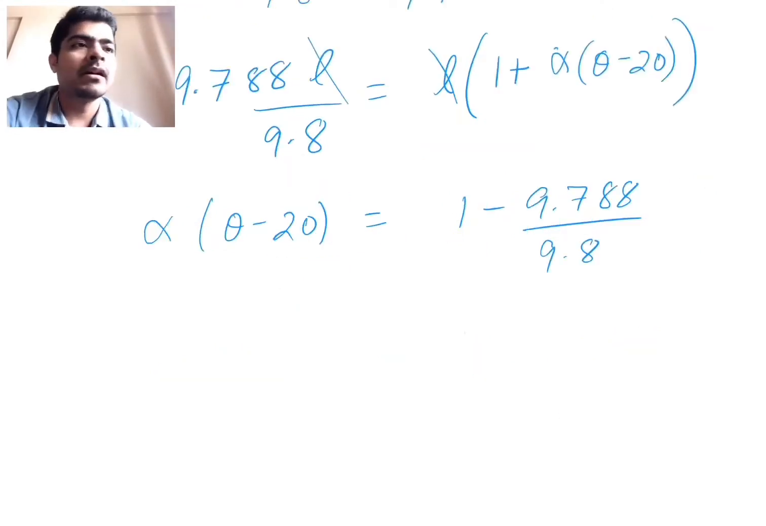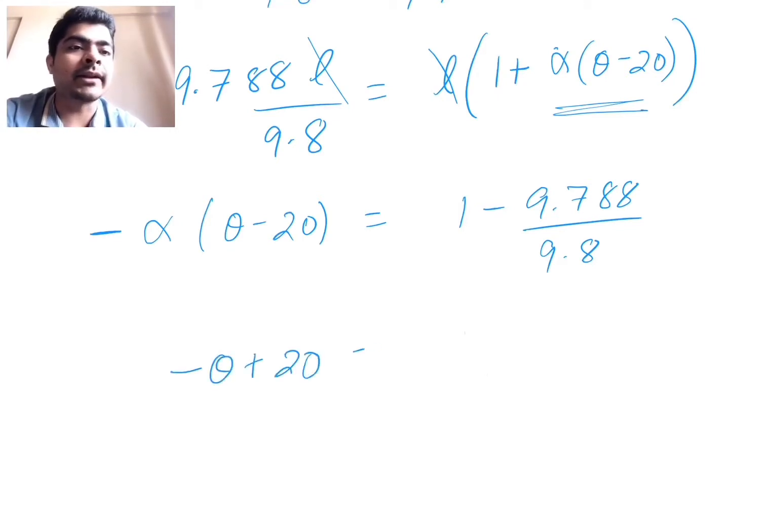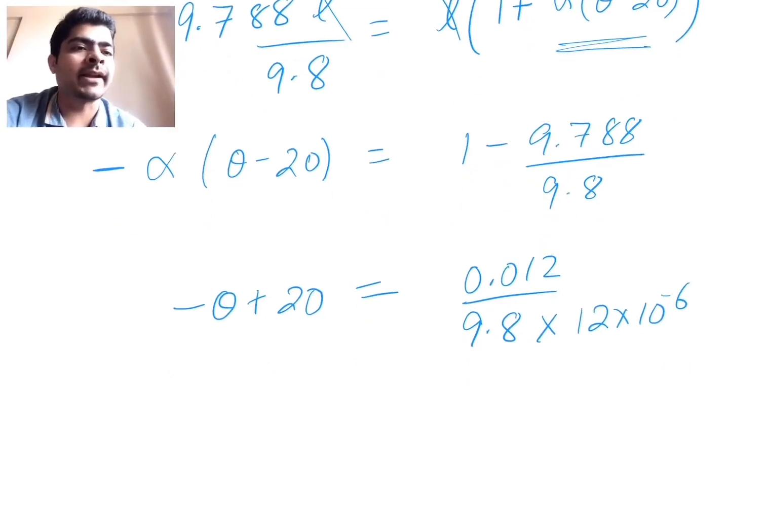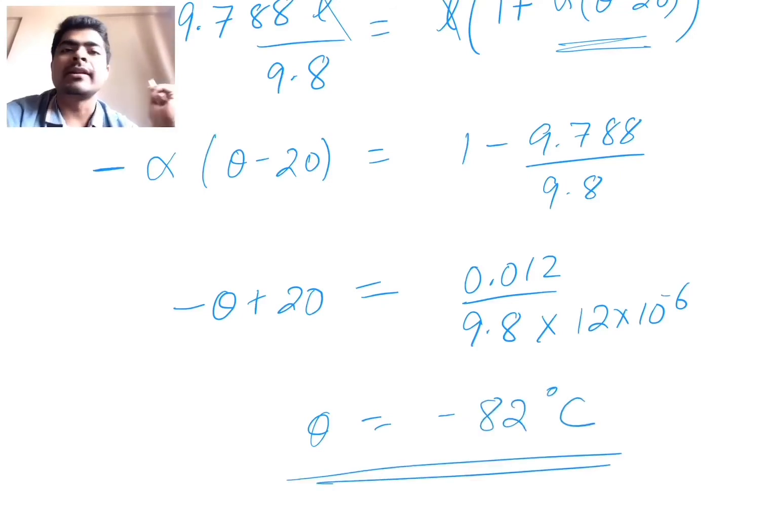Okay, I just need to do one more thing here. I need to put a minus sign because I took this term on the LHS and the remaining term on the RHS. So then from here you will obtain that minus theta plus 20 will be equal to, here on the right hand side, 0.012 divided by 9.8, and alpha is taken in the denominator. Alpha is given to be 12 into 10 power minus 6. So when you solve this equation you will obtain that theta will be equal to minus 82 degrees Celsius. This is your answer.